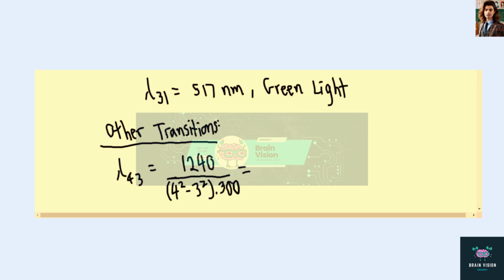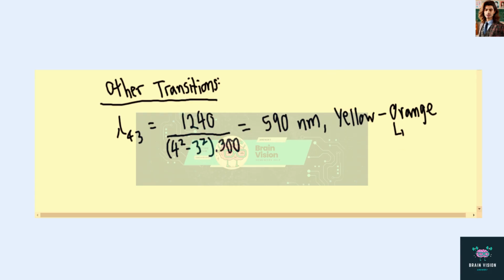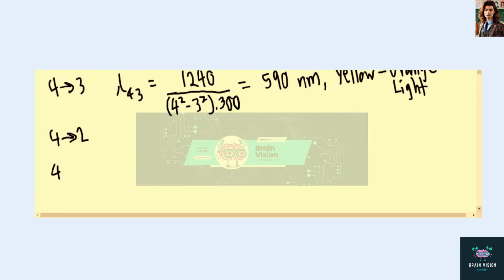The 4-3 transition is from the fourth energy state to the third energy state for the electron in the box, the particle in a box. And we get a wavelength of 590 nanometers, which is yellow-orange light. It's a yellow-orange color, and this is visible light, of course. So we'll label that as 4-3. The other transitions can be listed here, and we'll just get them in turn.